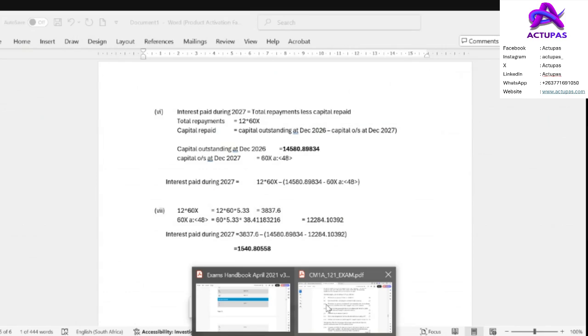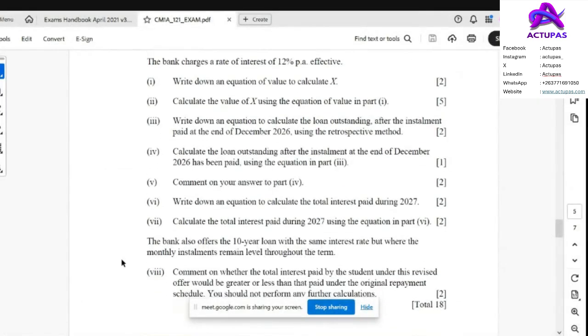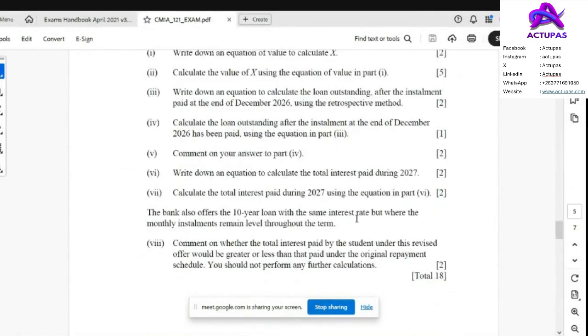Now the last part. The bank also offers the 10-year loan with the same interest rate, but where the monthly installments remain level throughout the term. Comment on whether the loan interest paid by the student under this revised offer would be greater or less than that paid under the original repayment schedule. You should not perform any further calculations.